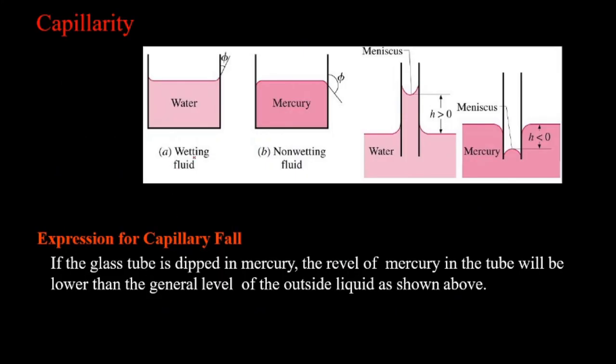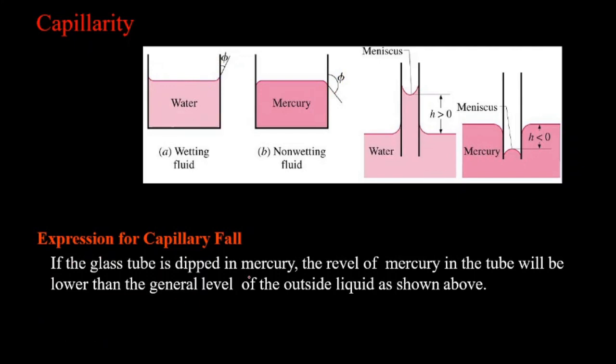So what is this? This is wetting of the fluid. For the non-wetting of the fluid, see here, wetting is not there, some gap is there. Here it is like this, but here some gap is there. So this was about wetting and non-wetting of fluid. Next we will see the expression for capillary fall.